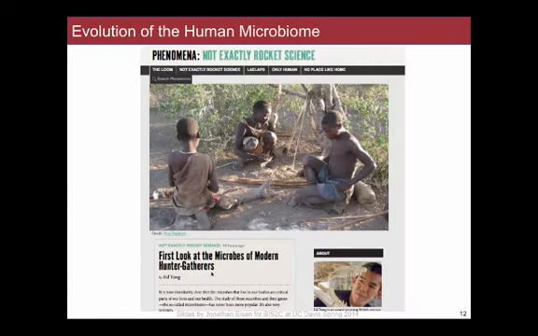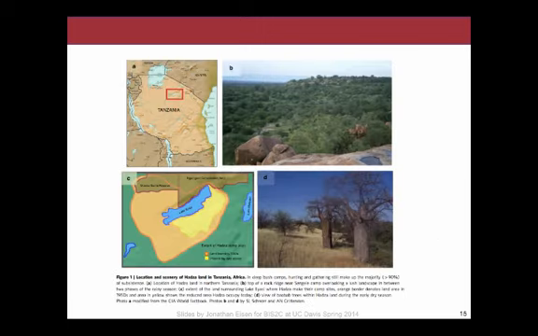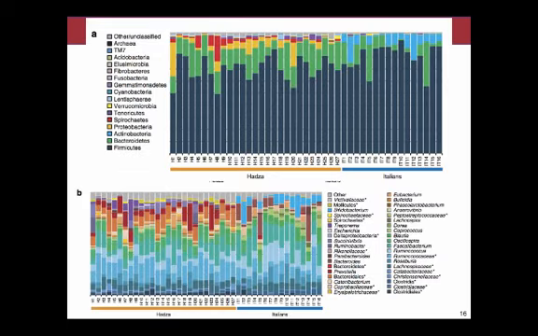It was of a hunter-gatherer population from Tanzania, the Hadza hunter-gatherers. And this paper literally came out a couple of days ago, and there have been some really interesting news stories about the implications of this study. What they basically did was go to this community in Tanzania and work with the people there to get information about their diet, information about various behavioral practices, as well as collect samples for microbial studies.